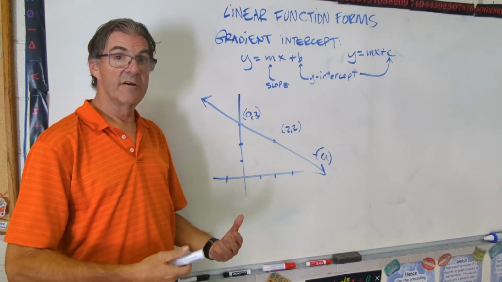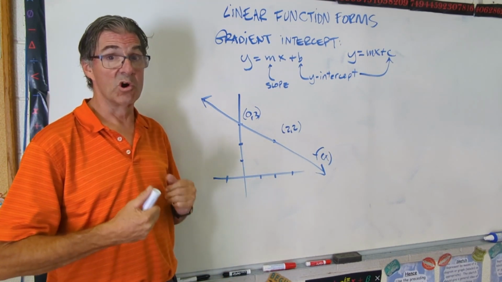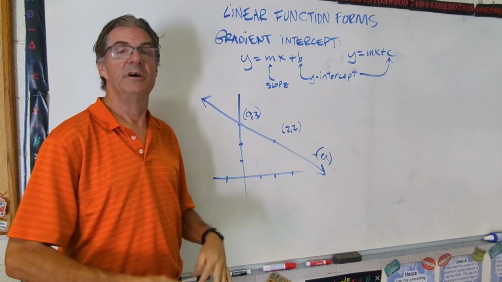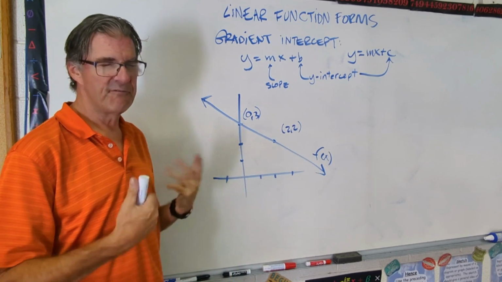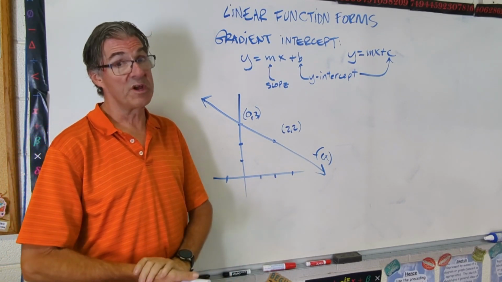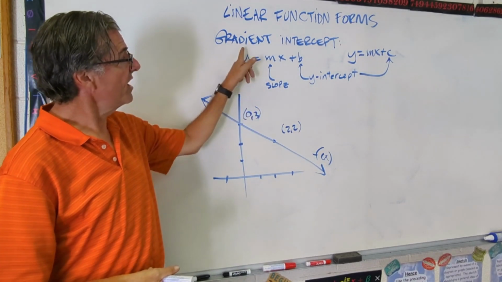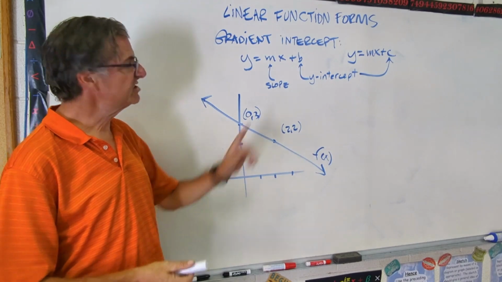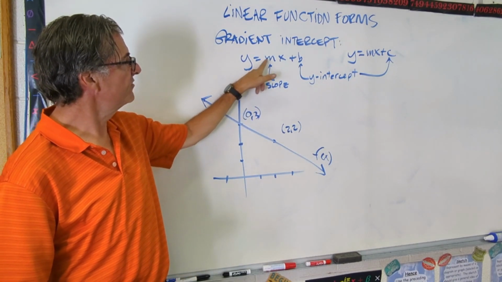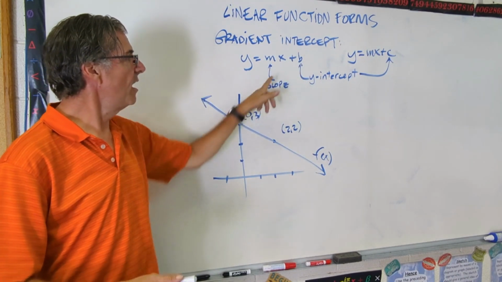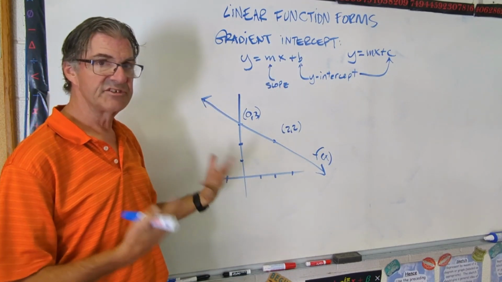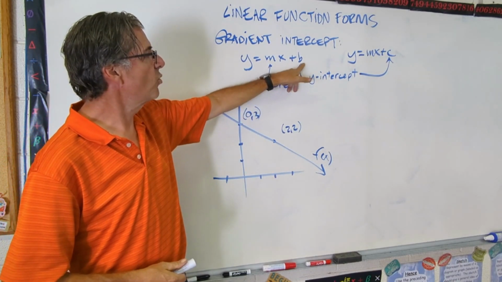Today's lesson covers linear function forms. We're going to do two forms, and these are ways that linear functions can be expressed basically with equations in function form. So the first one we're going to look at is the gradient-intercept form, and that's spelled out this way: y equals mx plus b. M is our slope. Remember our last lesson we used m for slope, and b is the y-intercept.